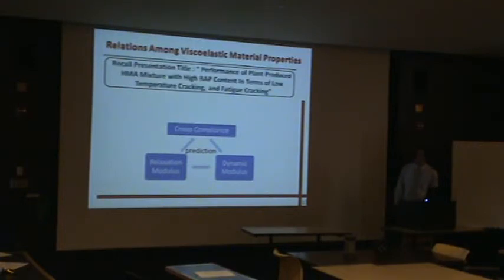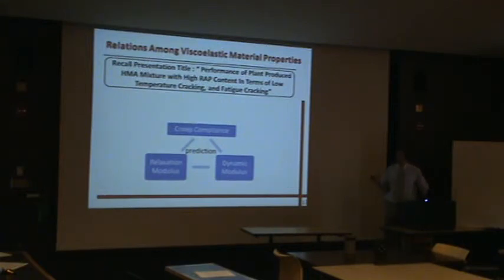So the other thing, after I get the creep data, I predict relaxation, I predict dynamic modulus, and after these predictions, I have the three. So what's the reason of all this? Why I'm doing all this stuff?